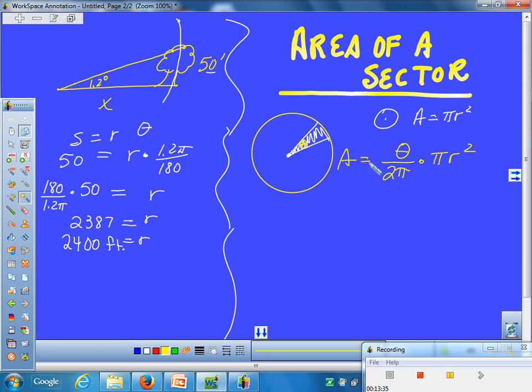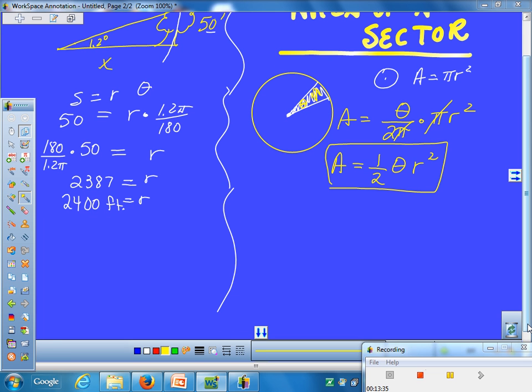Okay. So now, simplify it. What do you have here? Your pi's cancel. I'm going to make that just a 1/2 out front, that 2 on the bottom. So it's 1/2, you got the angle, and you got the radius squared. And that's the formula for area of a sector of a circle. The angle, they have to tell you how big the angle is in the problem.